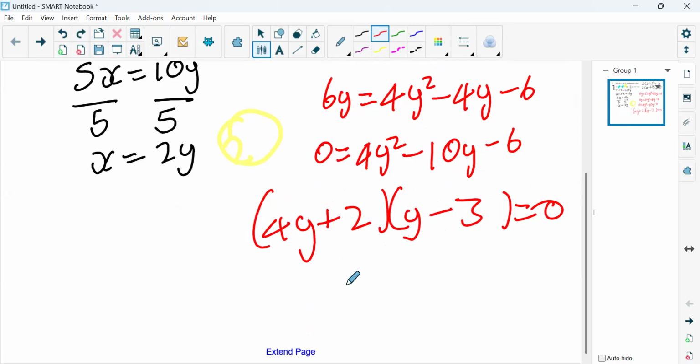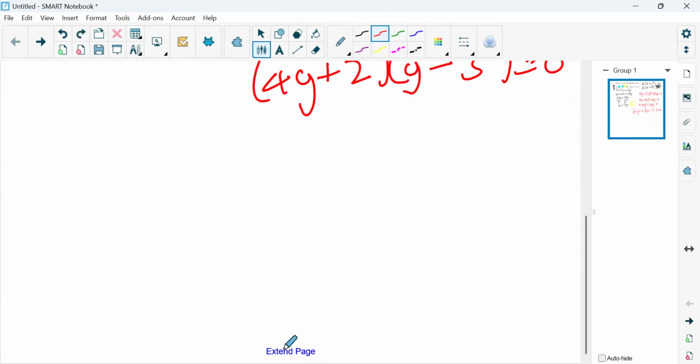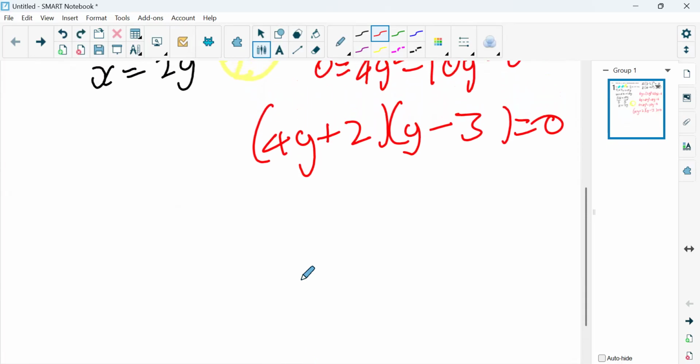Now let's check why I did this. We are going to multiply and check if it gives me the middle term. So if you are not sure, guys, just make sure that you check so that you don't lose unnecessary marks. So I'm going to say 4 multiplied by minus 3 is minus 12. And then 2 multiplied by y is 2y. Minus 12y plus 2y is equal to minus 10y. So it gives us the middle term, so it means we are correct.